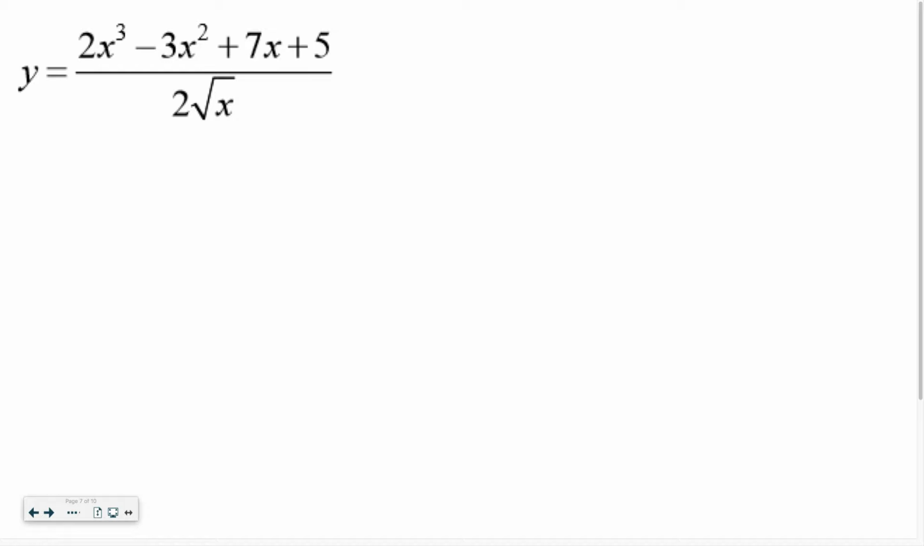Okay, so this totally does not look like ax to the n. Does it? No, it doesn't. We're going to have to write this as 4 different power rules. So we are going to have to do this division. We're going to have to split this up. Okay? So 2x cubed divided by 2 times the square root of x. Well, this is the same thing as x to the 1/2 power. Right? So 2 divided by 2 cancels out, and we're left with x to the what?